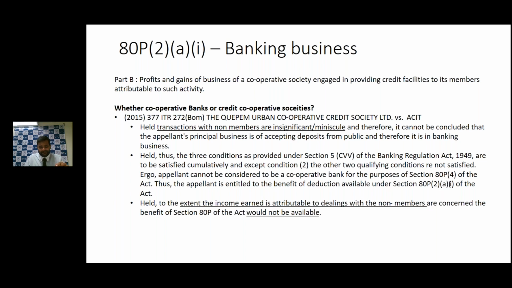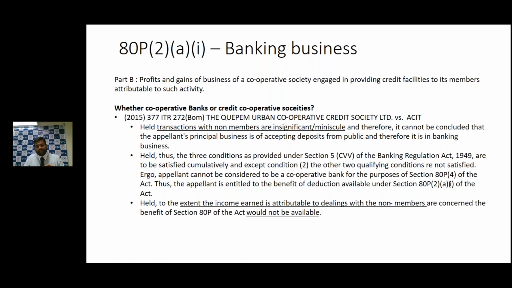In this case, the High Court held that one of the conditions is satisfied, but the other two conditions are not satisfied. And since all three conditions are not satisfied cumulatively, the assessee would not be treated as a cooperative bank as per the Banking Regulation Act. And merely because it has entered into a transaction with non-members which are insignificant and minuscule, deductions cannot be denied to the cooperative society under Section 80P(2)(a)(i).